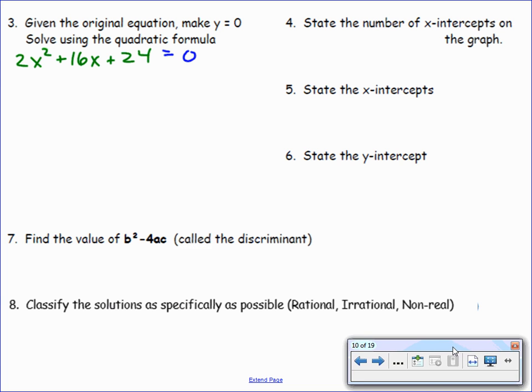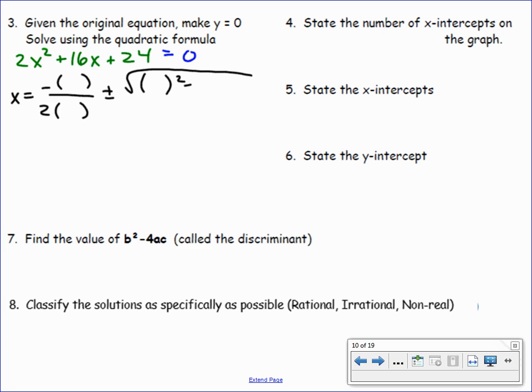All right, so here we go. x equals the opposite of b over twice the value of a, plus or minus the square root of b squared minus 4 times a times c, close radical, all over twice the value of a. And here we go. a is 2, b is 16, and c is 24. All right, we might need a calculator as we go to evaluate this, but I'm going to try.